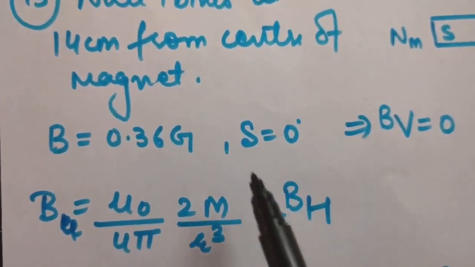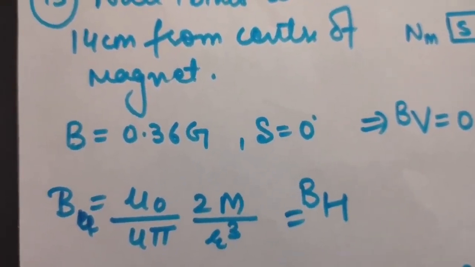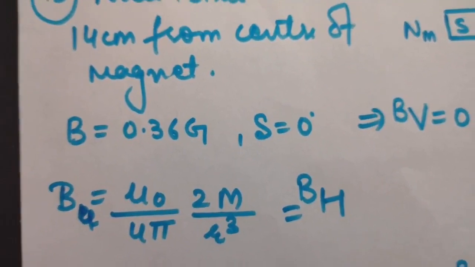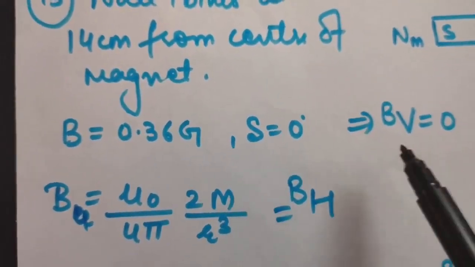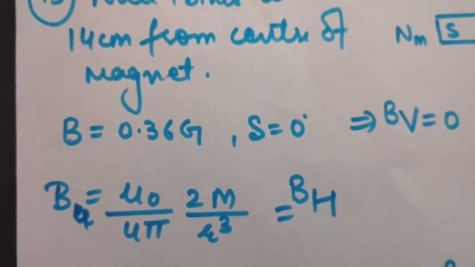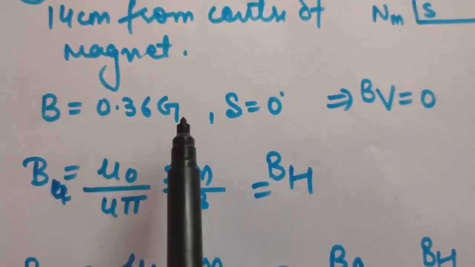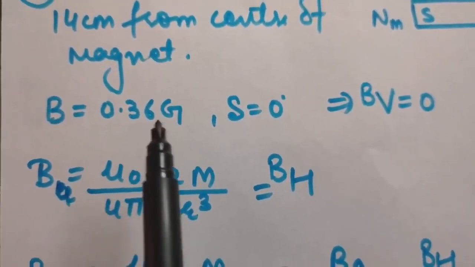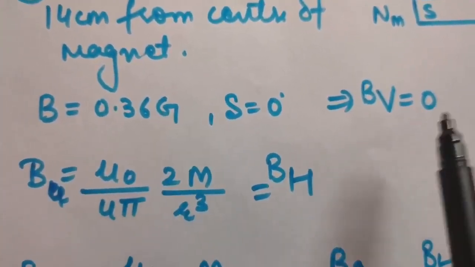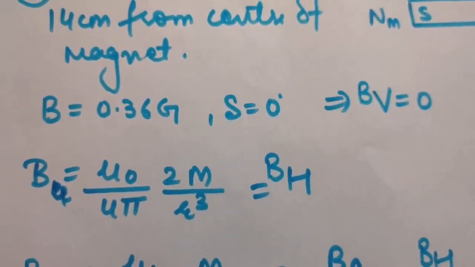See, from angle of dip to be 0, we can say, if we know V, that is vertical component, is B sine delta. If delta is 0, vertical component will also come to be 0. So that is vertical component is 0. At that place we have only horizontal component. So you can say 0.36 Gauss is nothing but horizontal component of Earth's magnetic field, because vertical component is 0 as delta is 0.